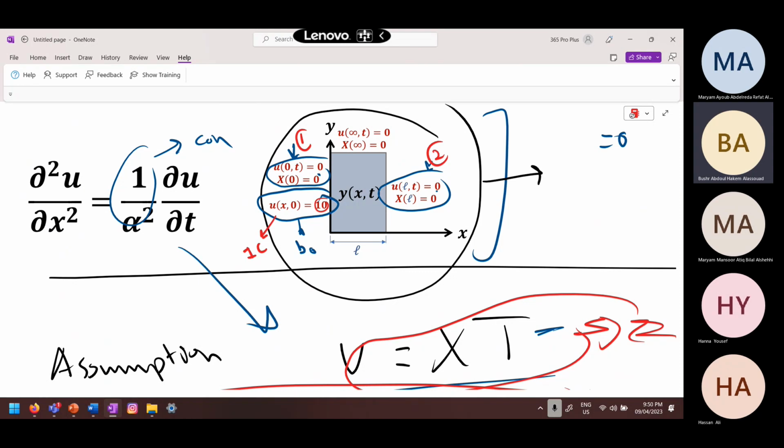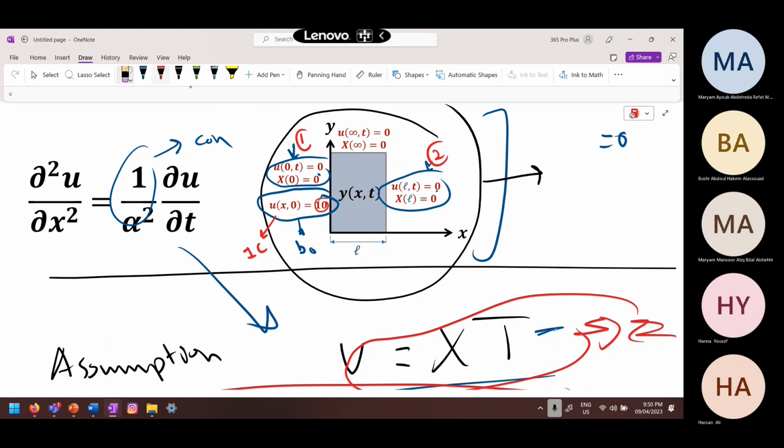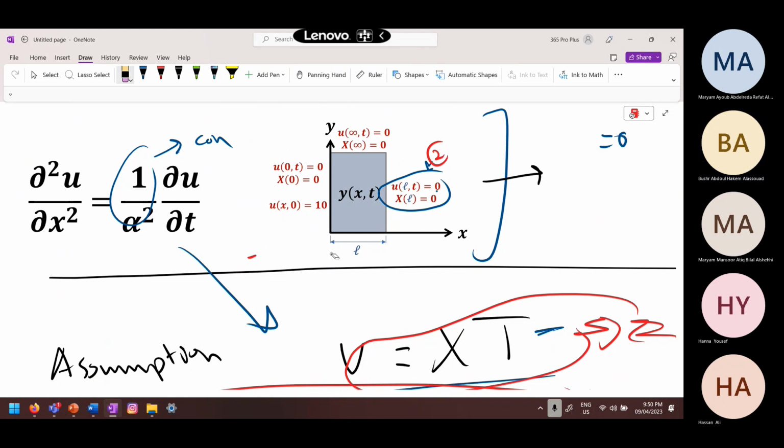So looking at the boundary conditions, we need to clean things up first. Using the boundary conditions, looking at this, the secret is here in both equations. That u of x and t, you can see the boundary condition is only with this variable. Okay, the same thing here.